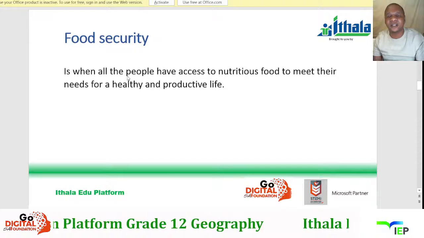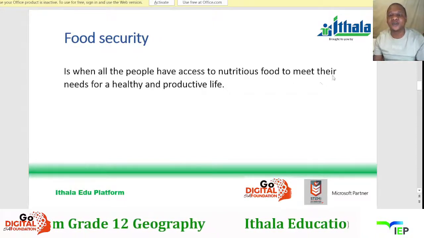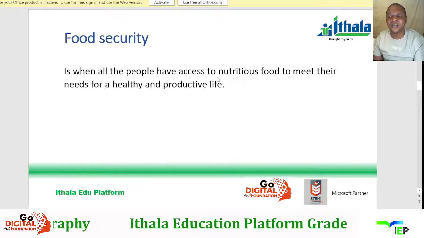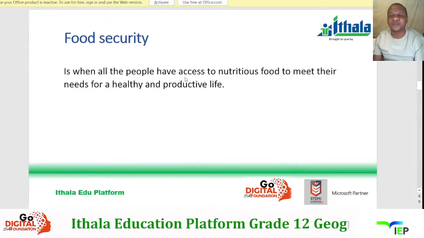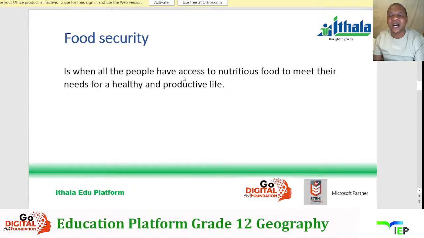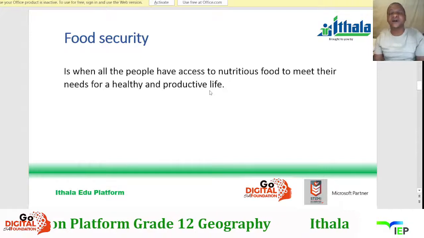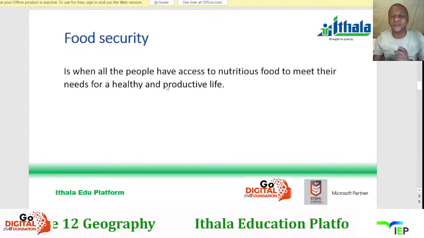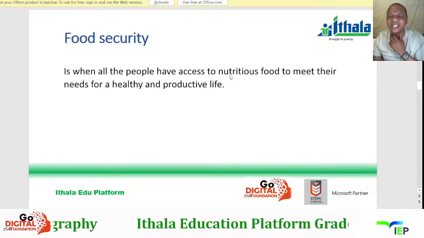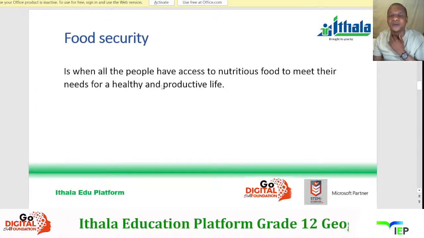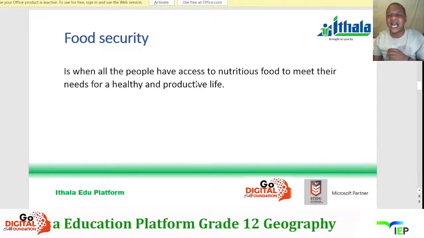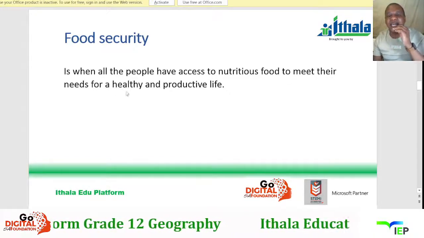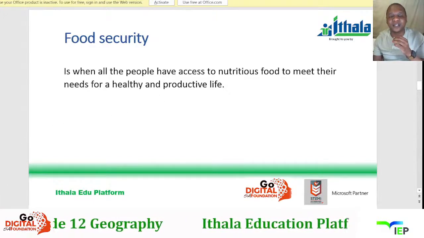Food security is when all the people have access to nutritious food to meet their needs for a healthy and productive life. So the examiner wants to see the word nutritious, they want to see that people have access to nutritious food, because if you just say it's when all people have access to food, that could be any type of food, but the examiner will want to see the word nutritious or healthy food. So food security is when all people have access to nutritious food in order to meet their needs for a healthy and productive life. So this is what food security means.